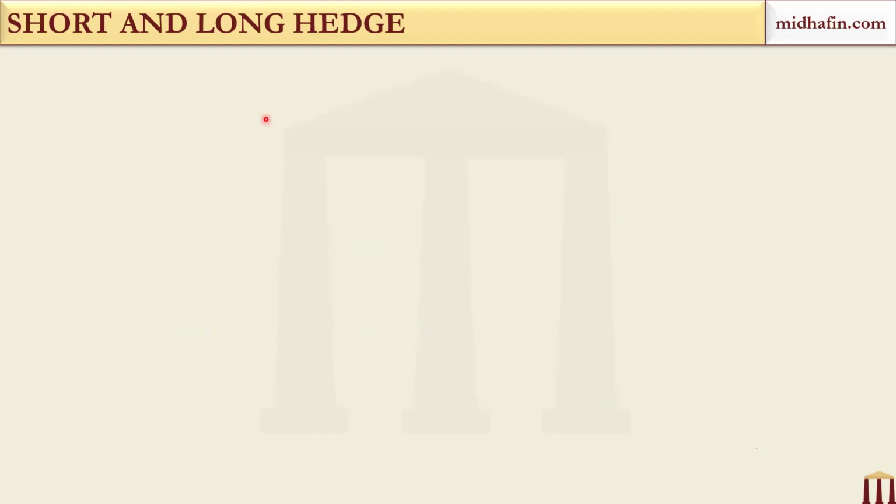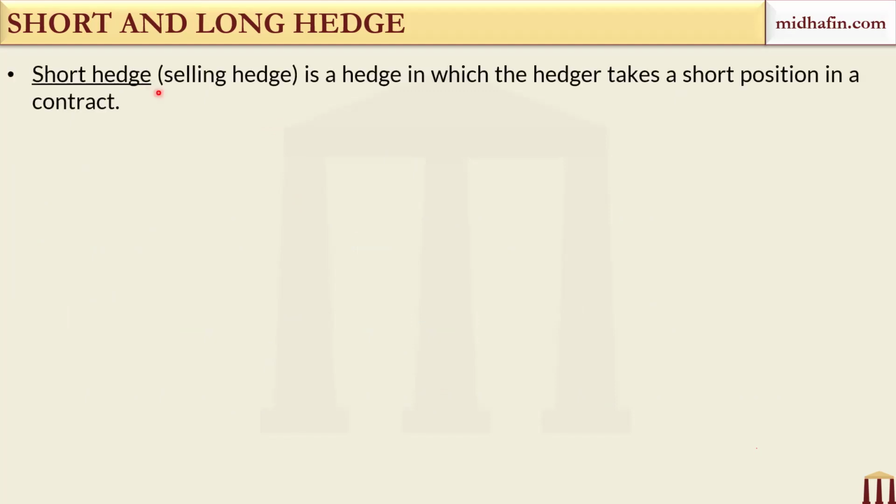So what is a short hedge? A short hedge, or selling hedge, is a hedge in which the hedger takes a short position in a contract. Okay. So it can be possible in two cases actually. Either the hedger owns the asset or the hedger is about to receive the asset.